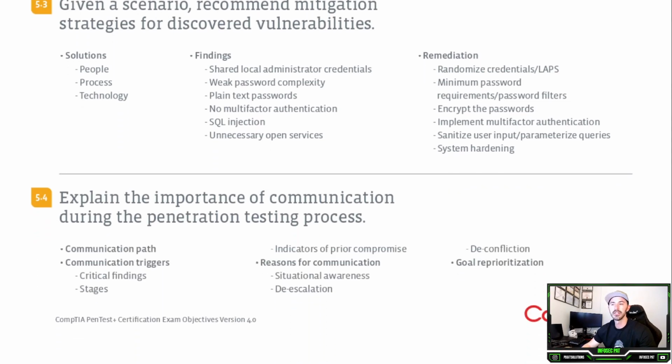So explain the importance of communication during the penetration test process. Communication paths, communication triggers, critical findings, stages. This is all critical stuff. And the reason for communication is to make sure the client knows what's going on, right? The goal overall, after you do the pen test, is to make sure it's mitigated. And that's pretty much it.